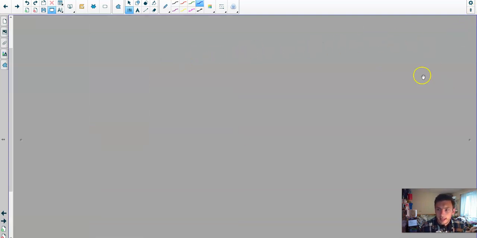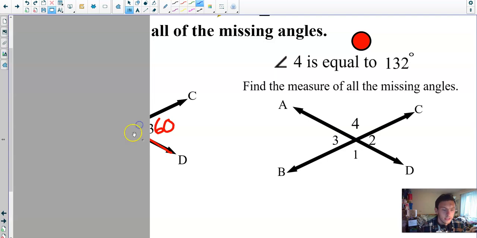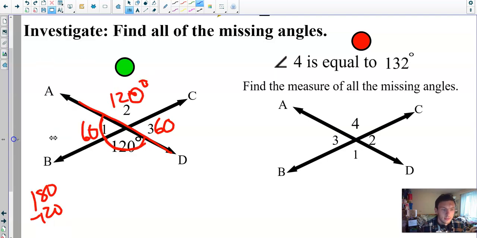All right, let's take a look at this next question. So it tells you that angle 4 is equal to 132. So on the diagram, I want to add that on there. It's helpful to write it on. And now I need to figure out all the other ones. If you want to pause it and try it, great idea. Otherwise, I'm going to go through it right now. So angle 4 and angle 1 are across from each other. They are vertical angles. So angle 1 is also 132 degrees.